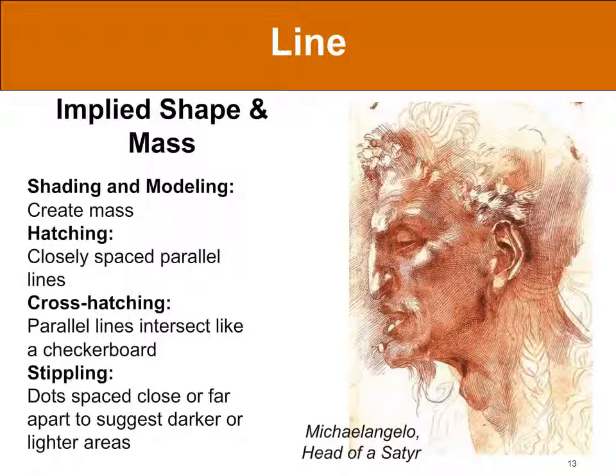Stippling, sometimes interchanged for pointillism, is another technique that creates modeling and shading. You do it by placing dots close or far apart to suggest dark or lighter areas in an image, or to create values in the image.